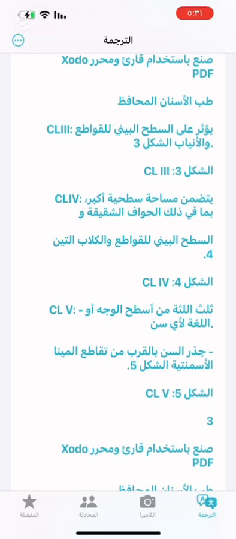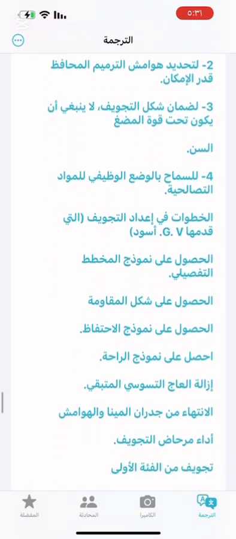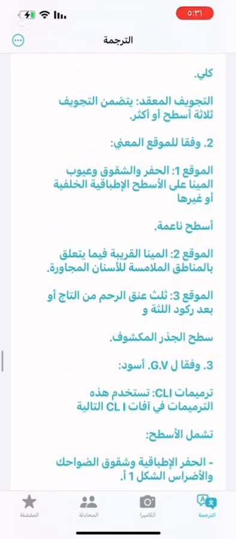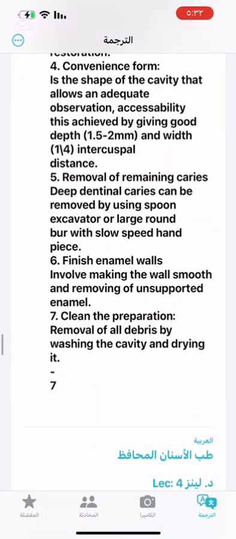Deep dentinal caries can be removed by using a spoon excavator or a large round bur with a slow speed handpiece. 6. Finish enamel walls. This involves making the wall smooth and removing unsupported enamel. 7. Clean the preparation. Removal of all debris by washing the cavity and drying it.